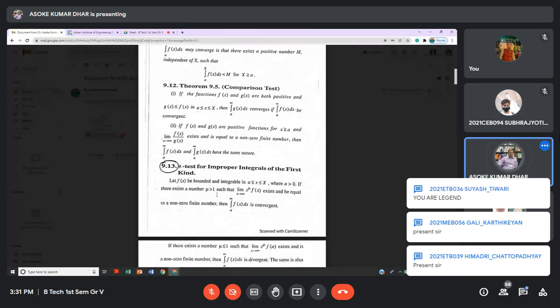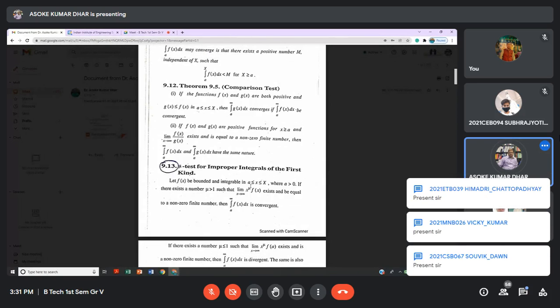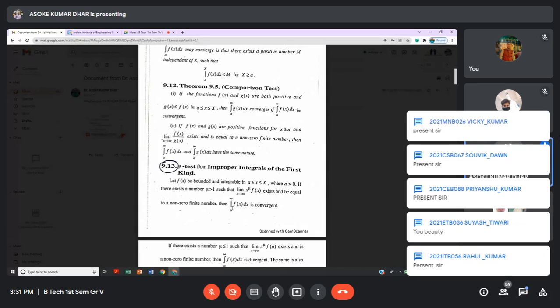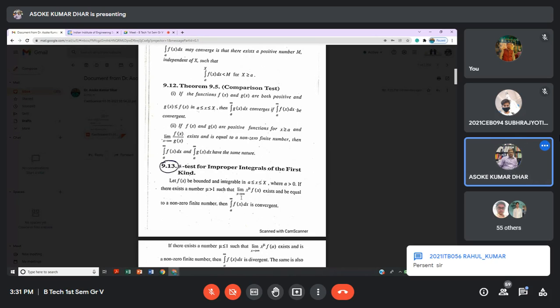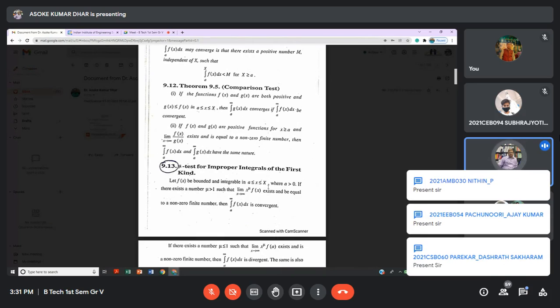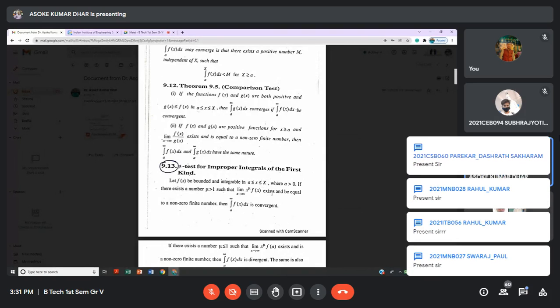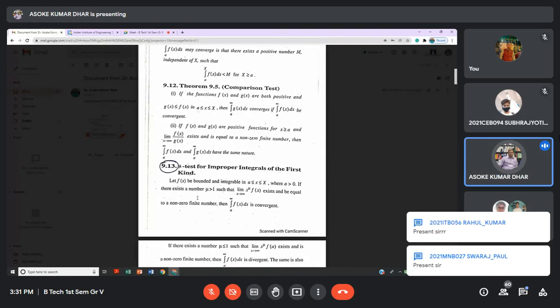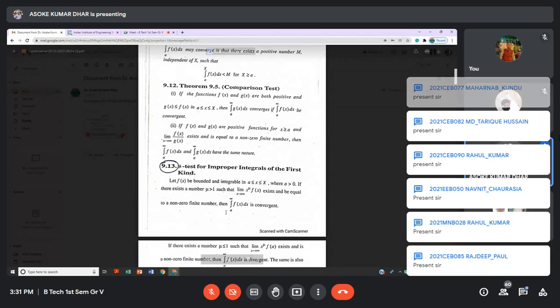And for the first kind, that is, the range is infinite, either one or both limits. Here the upper limit is infinity, and in this case we assume f(x) is bounded and integrable in a to X, where capital X is less than infinity. Now if there exists a number mu greater than 1 such that the limit of x to the mu f(x) as x tends to infinity exists and is equal to a non-zero finite number, then this is convergent.